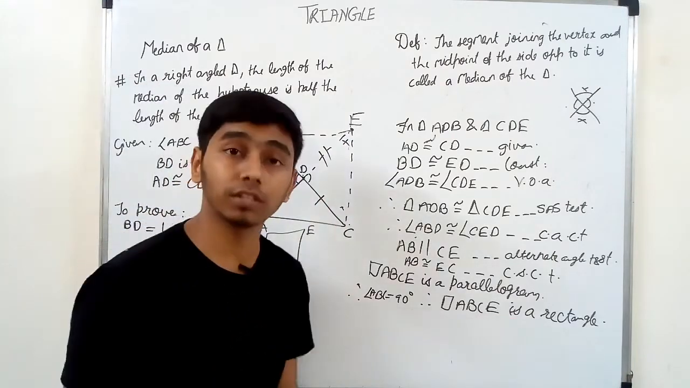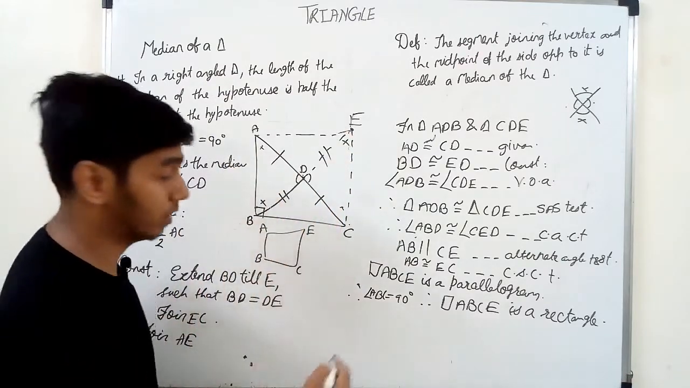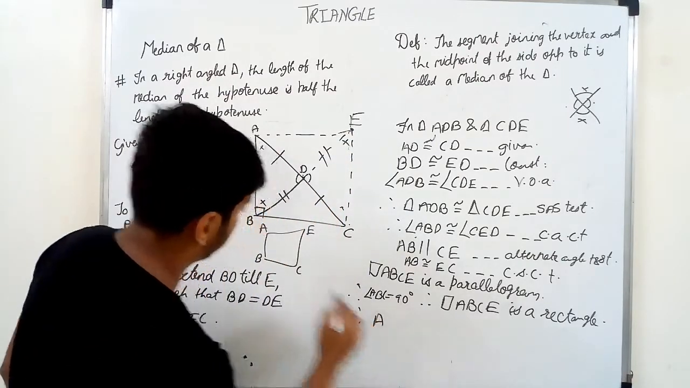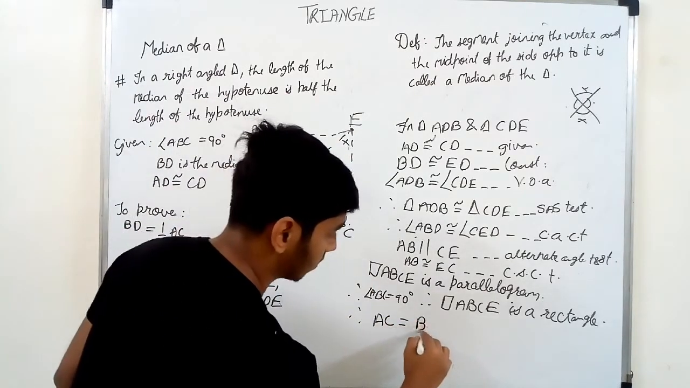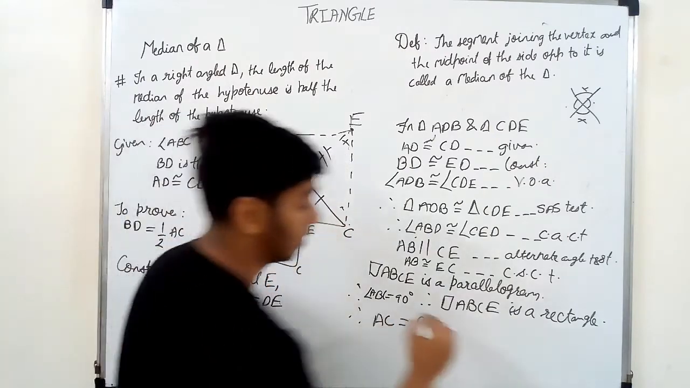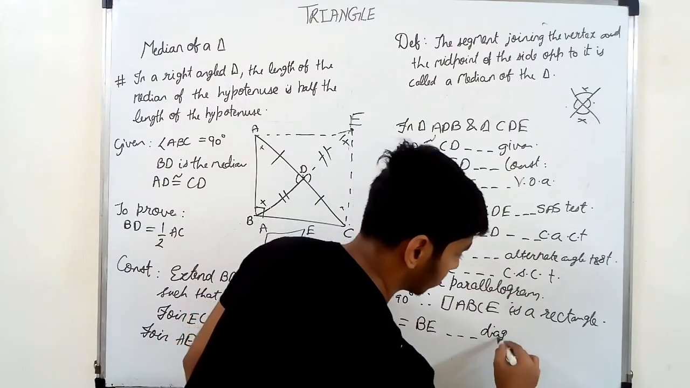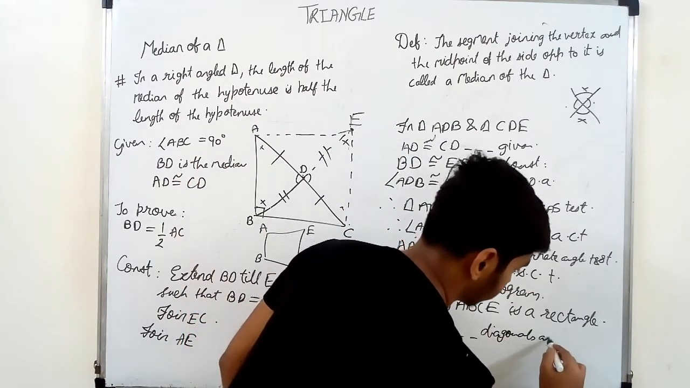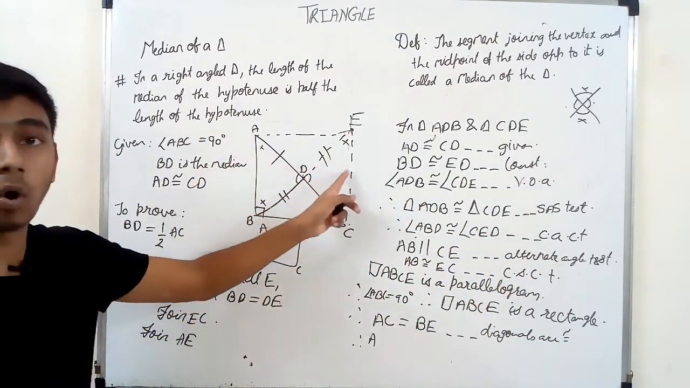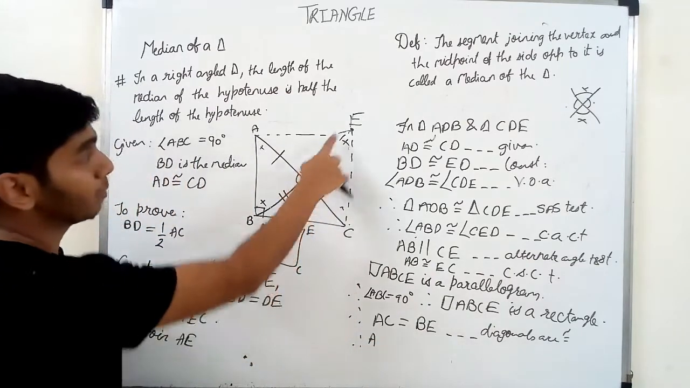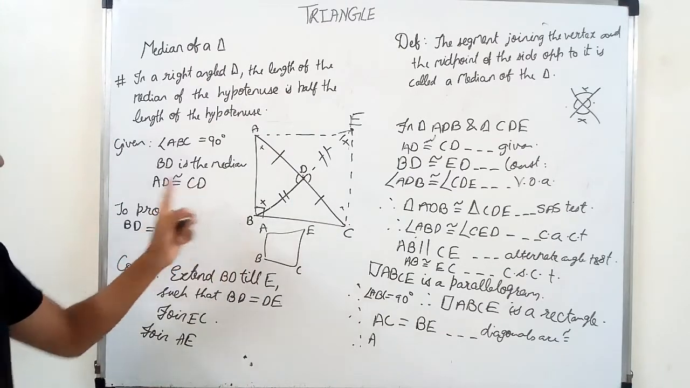Okay, so I hope you have understood this till here. Now, if this is a rectangle, we can say that the diagonals are congruent. Therefore, AC is equal to BE. Why? Because diagonals of a rectangle are congruent. Okay, because these two are congruent, we can say that D is the midpoint of BE also, because we have already constructed this.